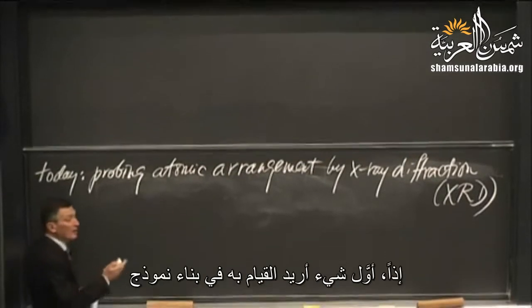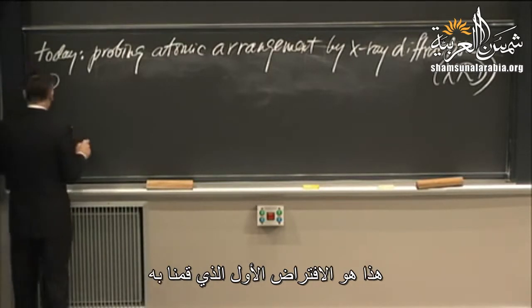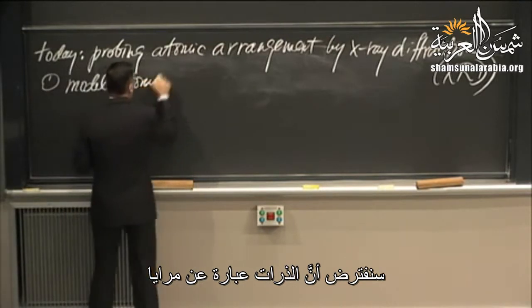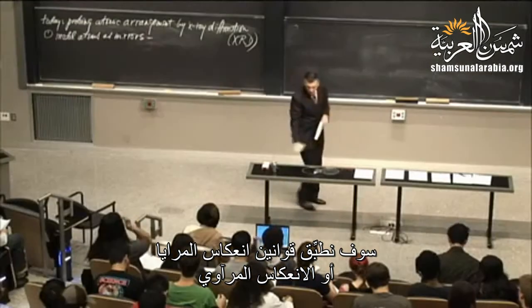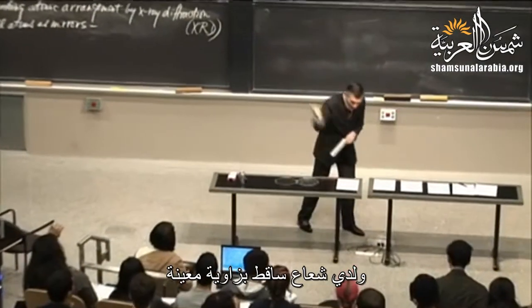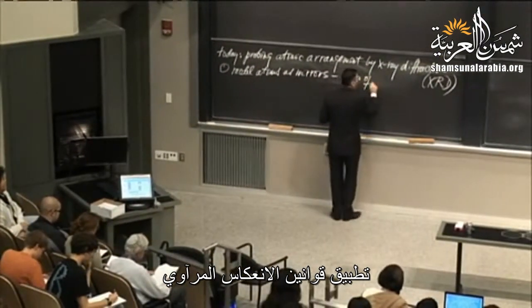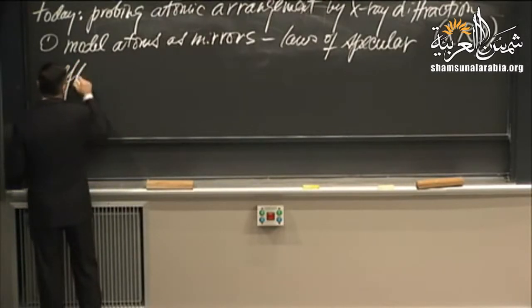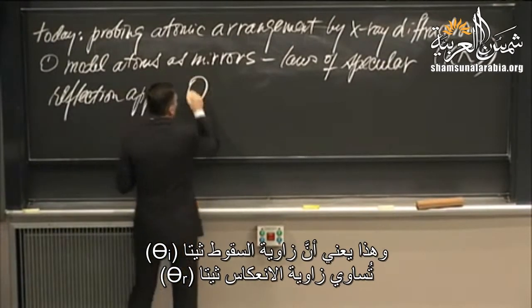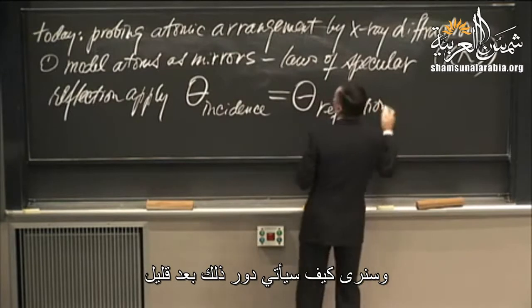So the first thing I want to do in constructing a model that will allow us to use X-ray diffraction is to model the atoms as mirrors. Well, that's the first assumption that we make. We model the atoms as mirrors. And when we model the atoms as mirrors, this means that we will invoke the laws of specular reflection. So if this tabletop is a plane of atoms and I have a beam coming down at an angle, laws of specular reflection say that the angle of incidence will equal the angle of reflection. So that's all we're doing by modeling the atoms as mirrors. Laws of specular reflection apply. So that simply means that the angle of incidence, theta incidence, equals theta reflection. And you'll see how that comes into play in a minute.